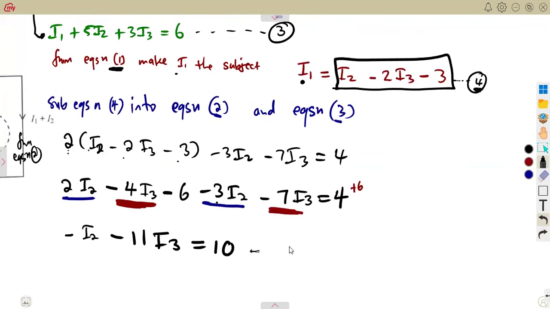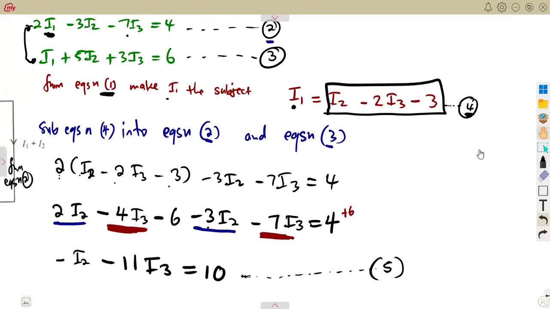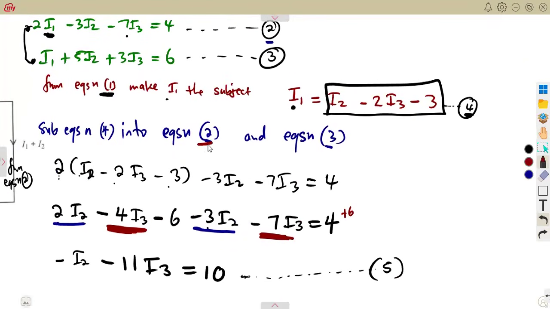So we are just going to call this equation 5. All right, so I'm just going to refer to this as equation 5. With the same concept, remember you're supposed to substitute where? Into equation 2, which is what we have just done here from equation 2. And also the remaining one, which is equation 3.